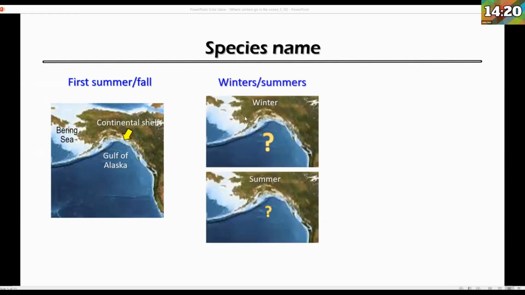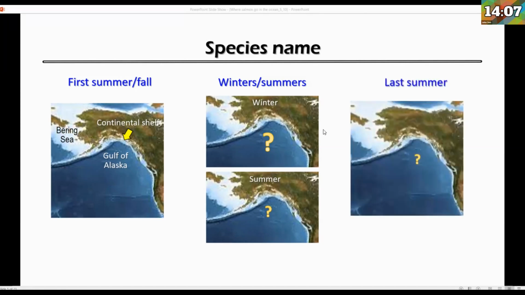In subsequent winters and summers, we actually don't know very much about where particular stocks, let alone species, really are out in the ocean, particularly the winter period, although recent research has helped inform some of that. And then during the last summer, there's still a lot of variability in our knowledge of where these fish are, mainly for fish that are moving from offshore areas quickly onto the continental shelf before they go upstream to home. So they're really not intercepted by very many fisheries, so we don't understand where they are.